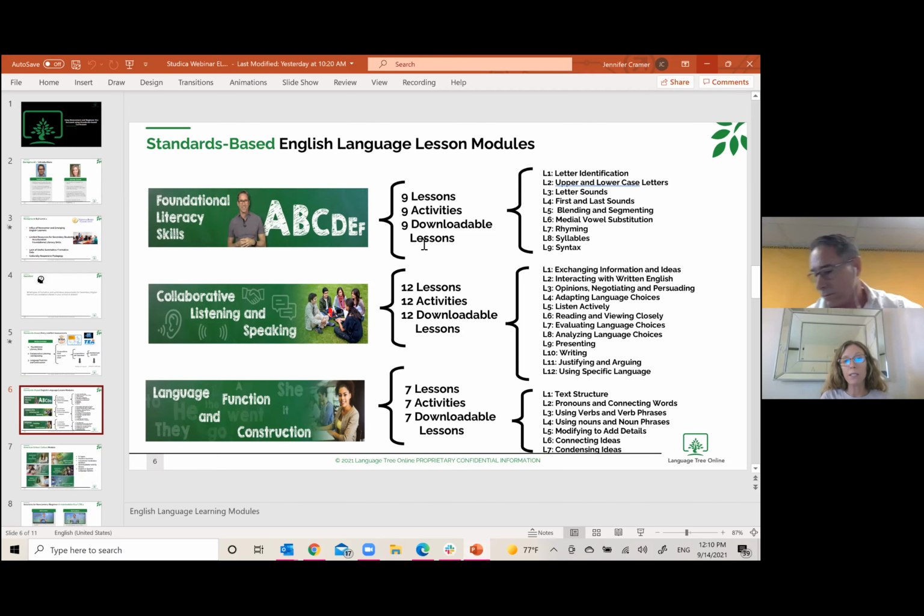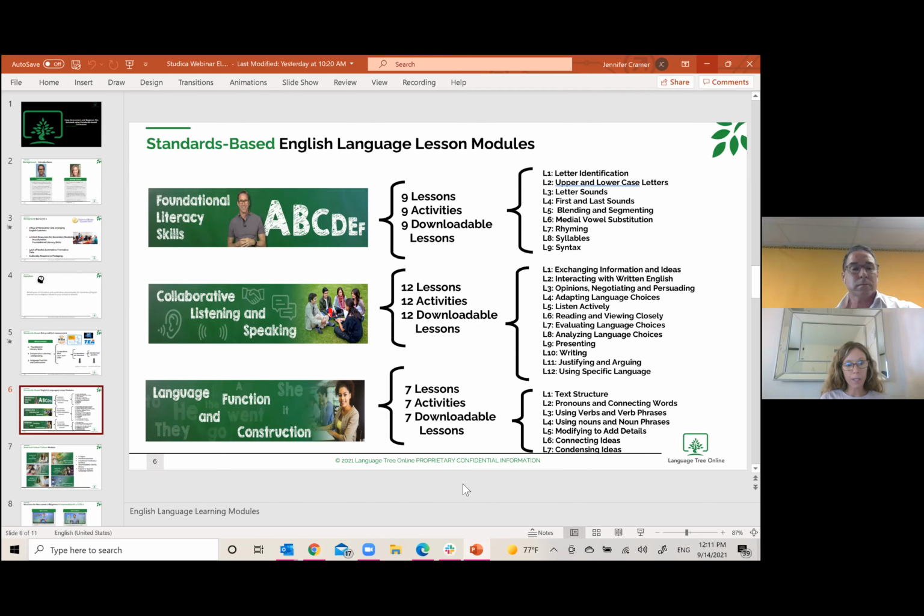The intervention would be to use the downloadable activities, and there are downloadable activities for every online lesson. Those are resources you can use either whole class or small group to work with your students and make your own formative assessment on how they're doing with that particular language function or skill. I know this is all a lot of small print, but over here on the right-hand side, it gives you a descriptor of what each lesson is covering.